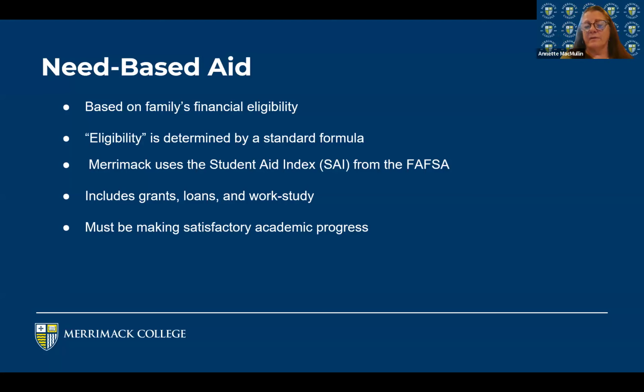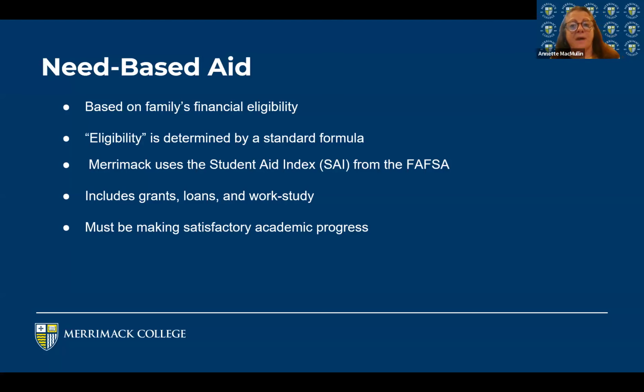If you saved that information, that's great. Now you'll have an idea of what that is. If you didn't, that's okay too. So need-based aid could include grants, loans, and work study. However, in order to receive federal student aid, you must be making academic progress.